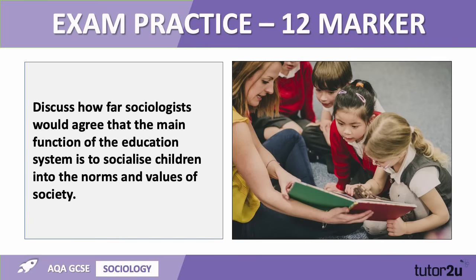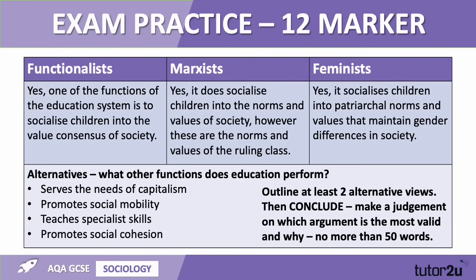So we have one more 12 marker to have a think about. This time, the title is: Discuss how far sociologists would agree that the main function of the education system is to socialise children into the norms and values of society. Okay, so this time I've presented the main ideas in the form of a table, just to summarise them really succinctly. Obviously, you need to present them in much more detail.